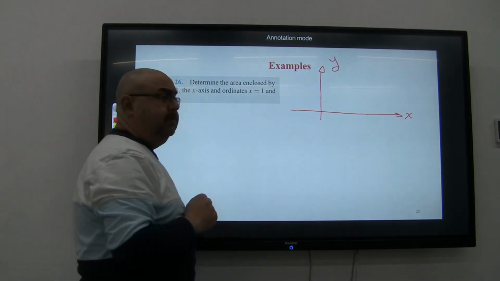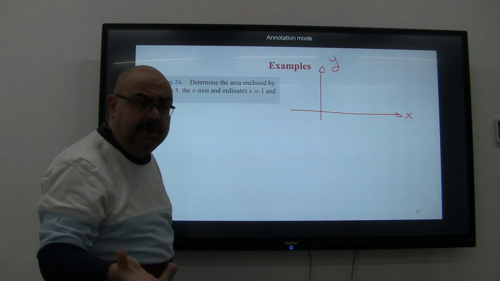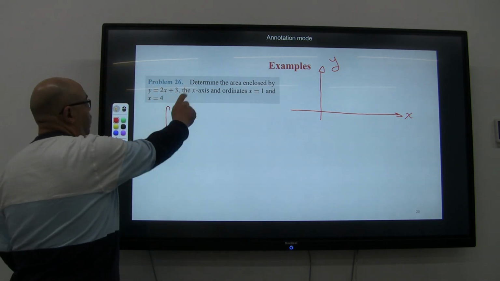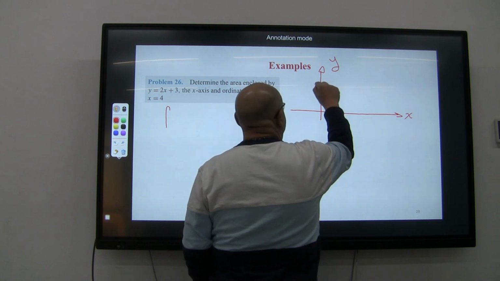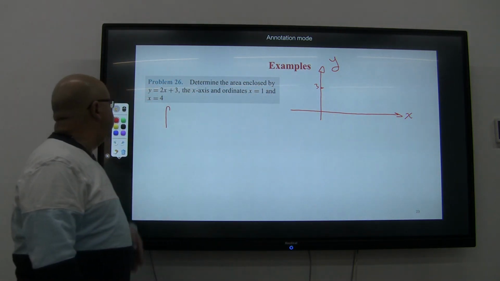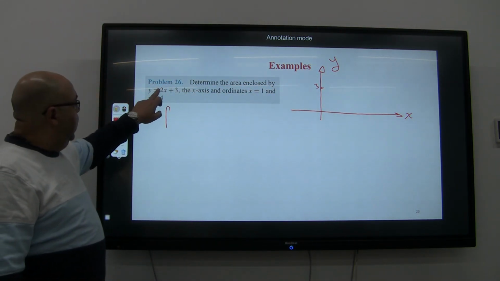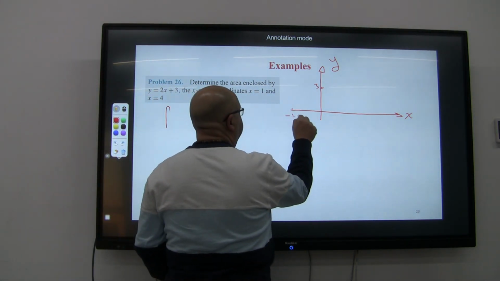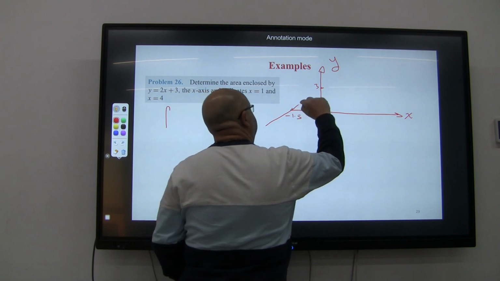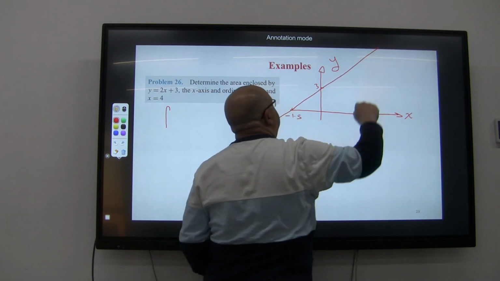y equals 2x plus 3. How to draw a straight line? It's very, very simple. If we put x equal to 0, then y is going to be 3. If we put y equal to 0, then x is going to be negative 3 over 2, which is negative 1.5 over here. This is exactly the shape of your straight line.